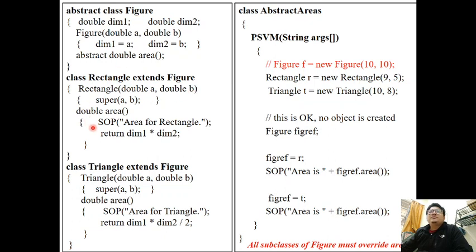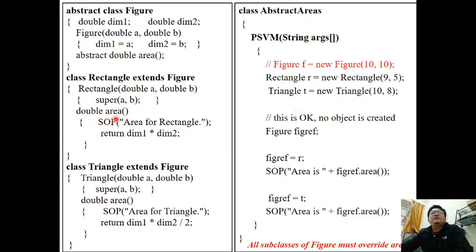Here this double area has been implemented. Similarly, there is a Triangle class which again extends Figure, a kind of hierarchical inheritance. Double area, which is the abstract method of the Figure class, has again been implemented. You can see over here. So that's how you get the information.